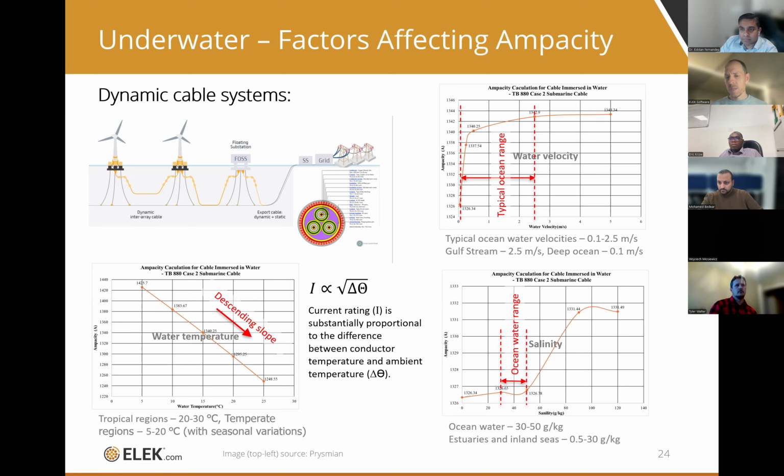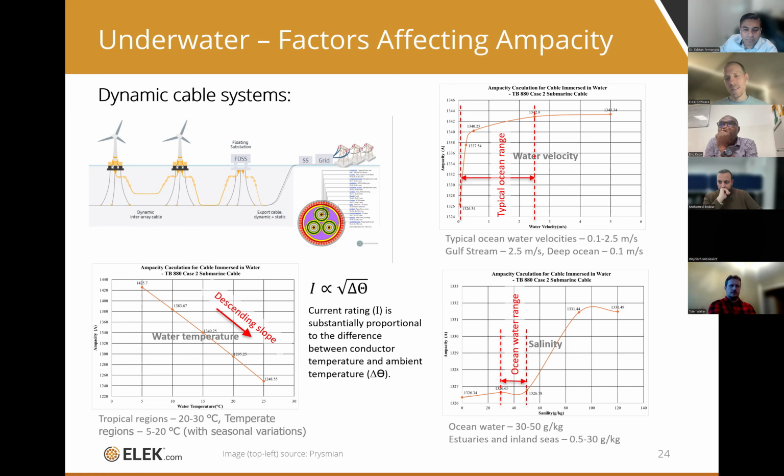And these plots show the factors that affect the rating. Obviously being fully in water, the current ratings are going to be much higher compared to if the cables are buried in the seabed, partially buried, or sitting on the seabed. Water temperature, bottom left-hand corner, has a significant effect on the current rating. If you move from the right-hand side, higher water temperatures, to the left, you will significantly increase the current rating of the cable when it's installed in lower water temperatures.